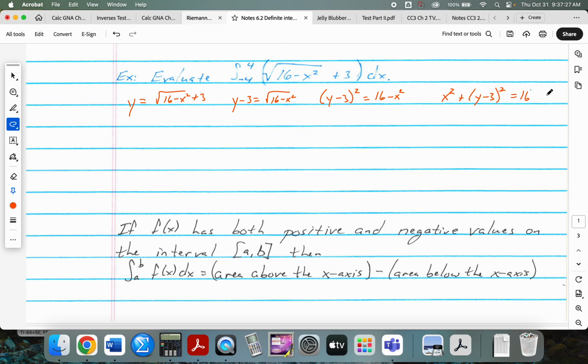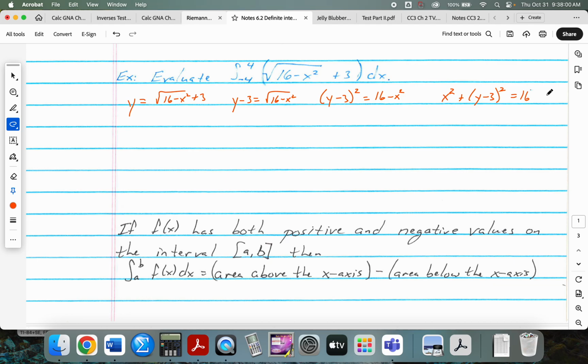You should recognize that. What is it? It's a circle. And what do you know about that circle? A couple of things. The radius is 4. And the center? 0, 3. Is it 0, 3? Okay, so we know all of those things.